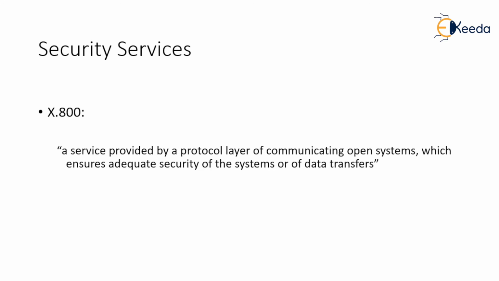That means this X.800 is considered as a standard for providing a particular set of rules for a protocol layer of the communicating open system. That means whatever communicating links are created by the network for the users to communicate amongst themselves, they should ensure the adequate security of the system. They should ensure the adequate security for your data which is in transit.